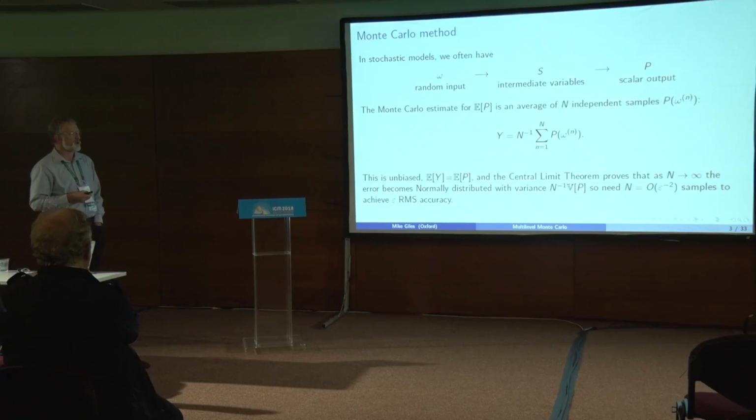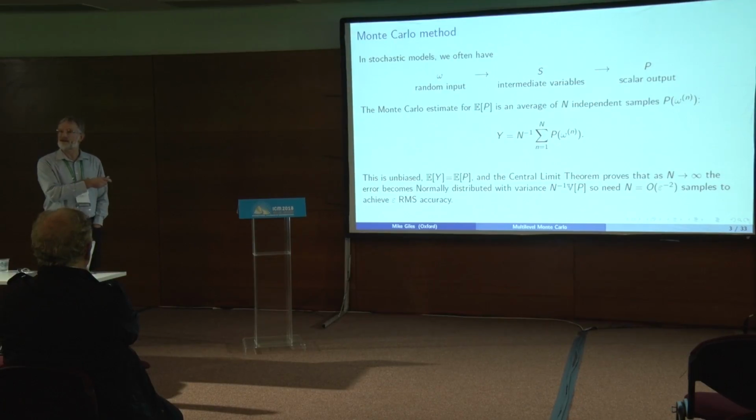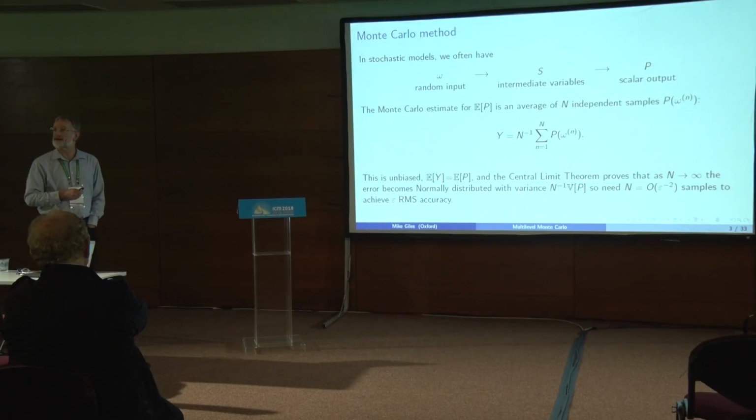And then with the central limit theorem, as long as the variance of P is finite, then as we increase the number of samples, the error is normally distributed, and the variance is 1 over n times the variance of a single sample of P. So that's what gives us our classic 1 over square root of n convergence for the root mean square error. So if we want to achieve a root mean square accuracy of epsilon, that means that we're going to need order epsilon to the -2 samples. So potentially, we're looking at very large numbers of Monte Carlo samples.